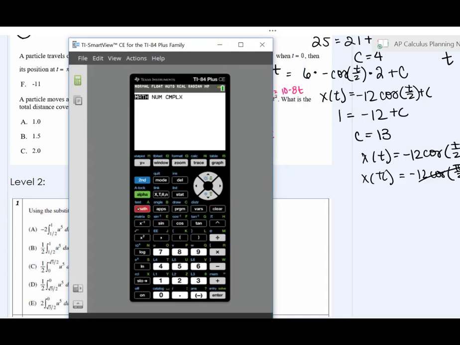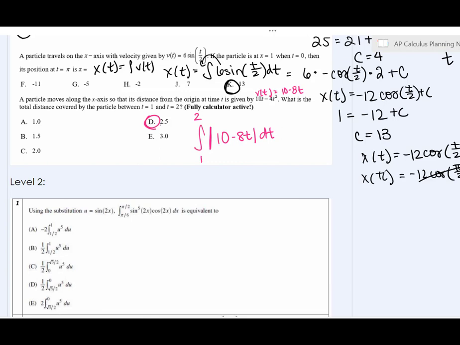Coming over to our calculator, we're going to do a math 9. We are going between 1 and 2. That absolute value is found in that math num menu. And then we're going to say 10 minus 8x dx, and we get 2.5. Now, it is important that you do go ahead and take the derivative and then throw that in your calculator for the integral because of that absolute value sign. Remember that when we're talking about distance, every single piece of the curve we treat as positive. We don't have positive and negative areas. So that is an important thing to keep in mind.